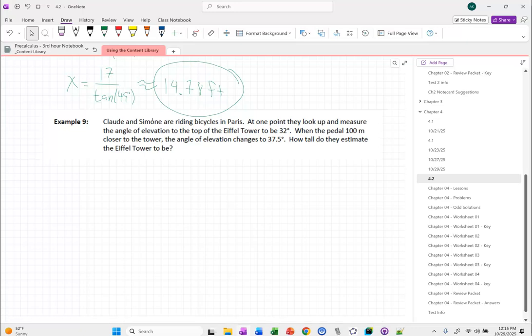Claude and Simone are riding bicycles in Paris. How romantic. At one point, they look up and measure the angle of elevation to the top of the Eiffel Tower to be 32 degrees. When, I guess it should be they, when they pedal 100 meters closer to the tower, the angle of elevation changes to 37.5 degrees. How tall do they estimate the Eiffel Tower to be?